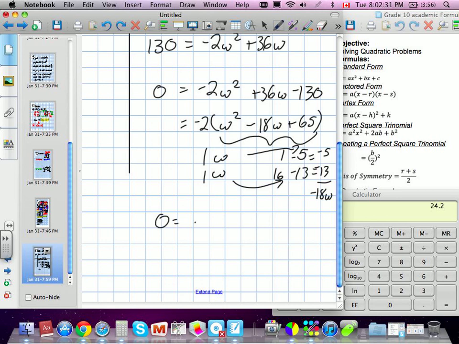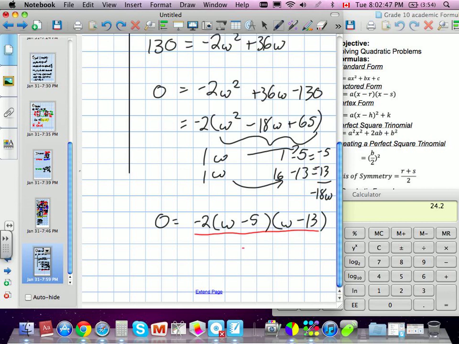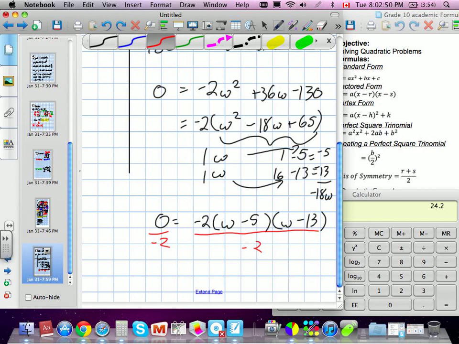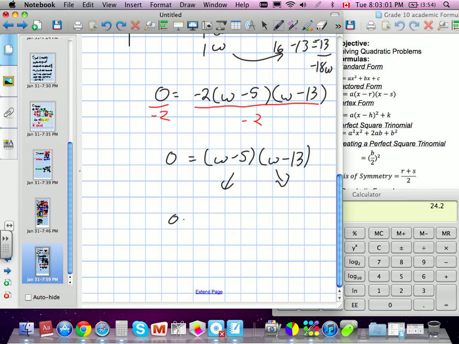We have 0 is equal to negative 2, and in our brackets, now they're the same term, so it doesn't matter which of these they go into. We have W minus 5 and W minus 13. Okay, so I need to isolate for my two brackets. So I divide each side by negative 2. What's 0 divided by negative 2? 0. 0 equals W minus 5, W minus 13. Split the two. 0 equals W minus 5. 0 equals W minus 13. Our answers are W equals 5 or W equals 13.